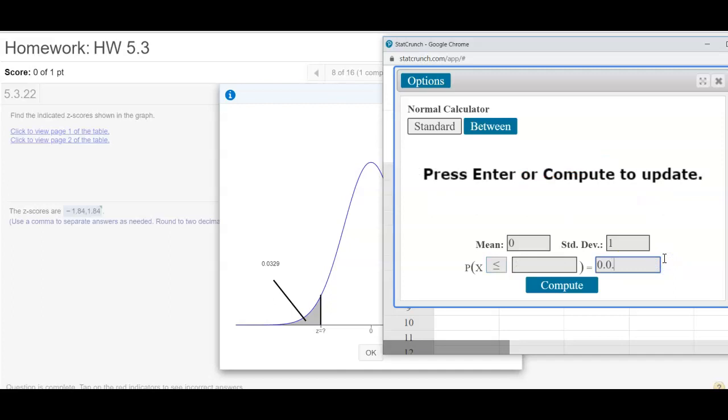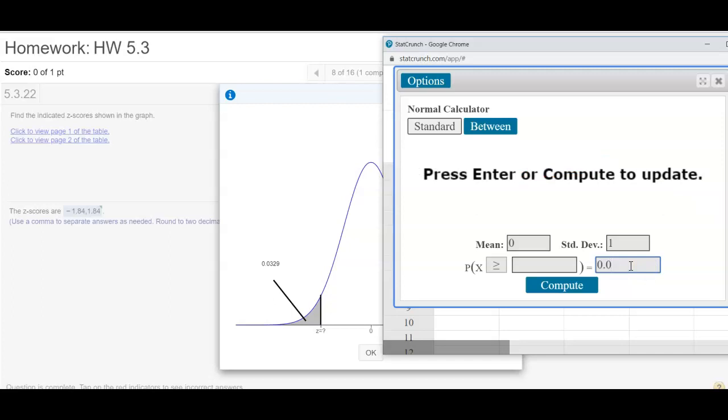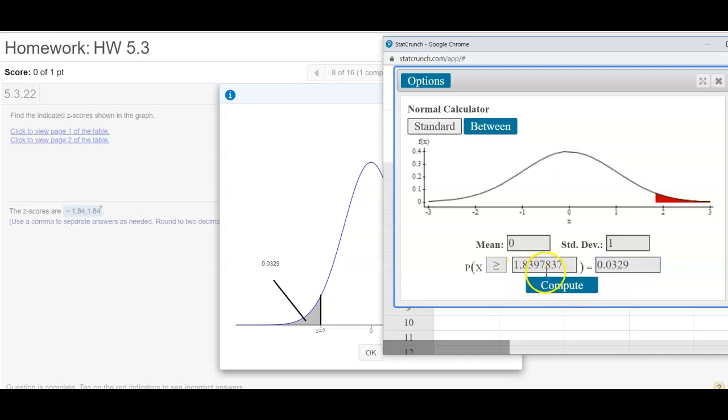So this is 0.0329. And you see what I have? Negative 1.839. That is my z-score to the left. Now what I'm going to do is change my sign to the right hand side, and change the area. The area is 0.0329, and I'm going to compute. You see that I have the exact same z-score but to the positive.